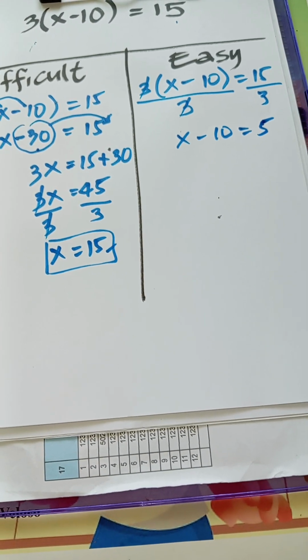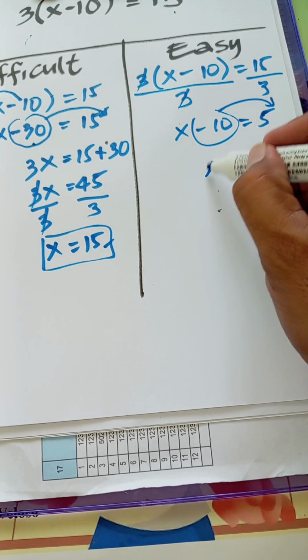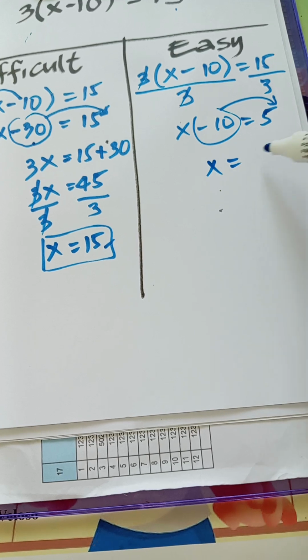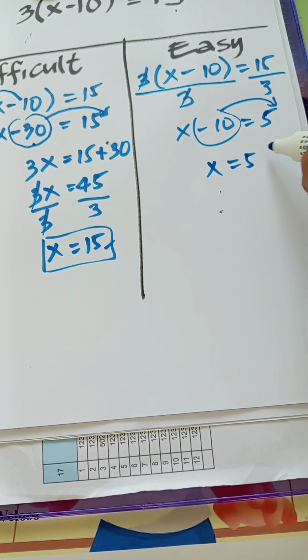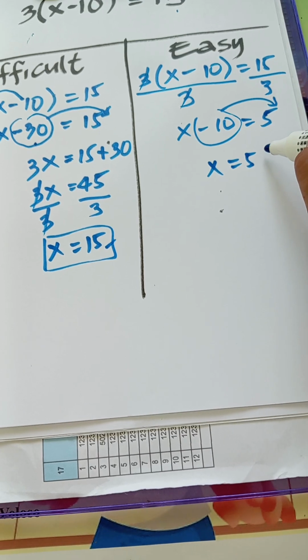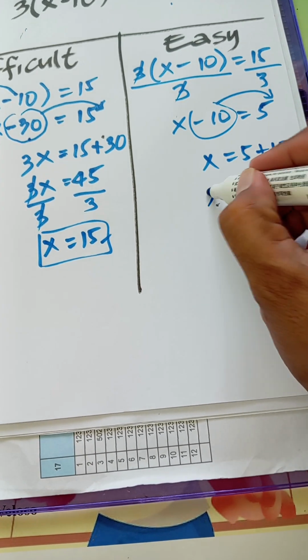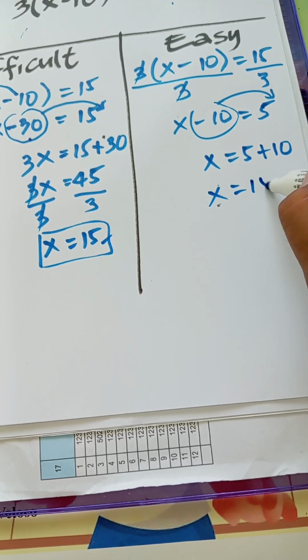That is 5. And then transpose negative 10 to the right side of the equality sign. So what remains is x equal to 5. From negative, transpose to the right side of the equality sign, it will become positive 10. So the value of x is 15.